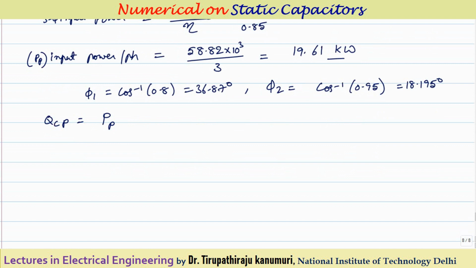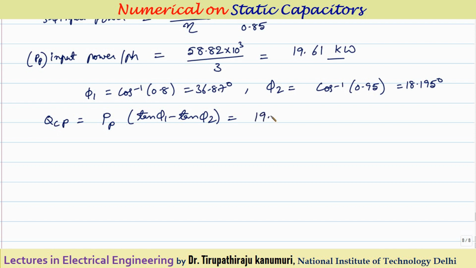So Q per phase will be equal to P per phase into tan phi 1 minus tan phi 2. Procedure everything is same. Only thing you have to remember that whatever the numerical is given, first you have to calculate the single phase power, that means per phase reactive power that is required. So remaining all calculation will be same only. Getting it? So now I am calculating per phase reactive power. I need the per phase active power. Remaining tan phi 1, tan phi 2, all the things are same like before.